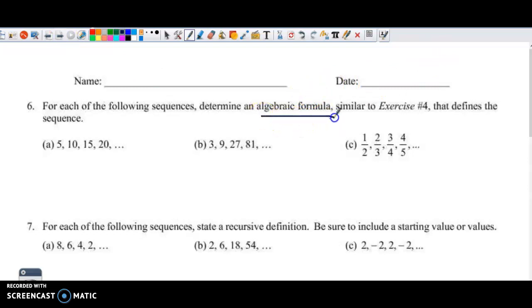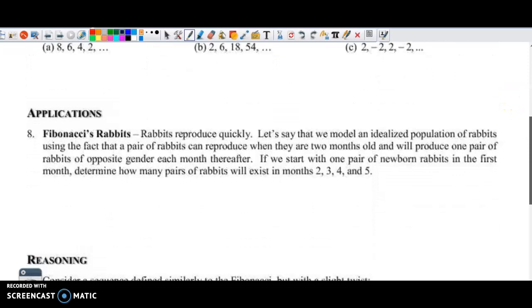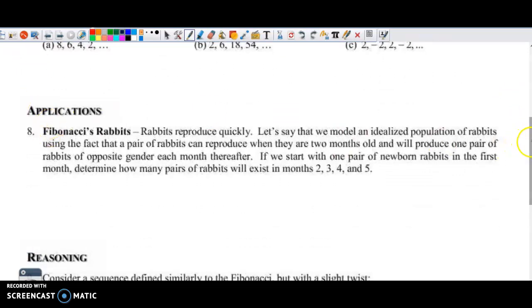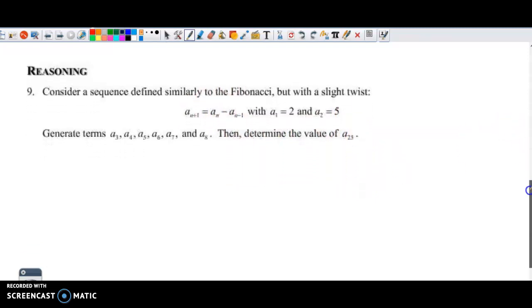And notice that on exercise 7, I am asking for a recursive definition, instead of number 6 where I'm asking for an algebraic one, similar to what we did in the notes. There's Fibonacci again, so you'll practice that. And I really like a problem like number 9. These are good problems, and there's definitely a pattern going on. So I expect questions when you come back to class.